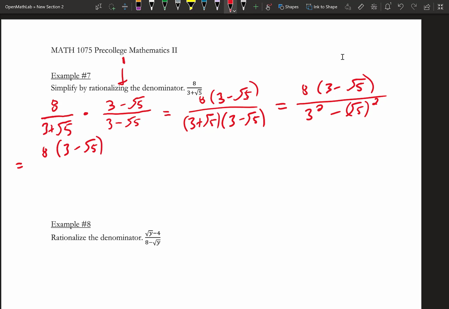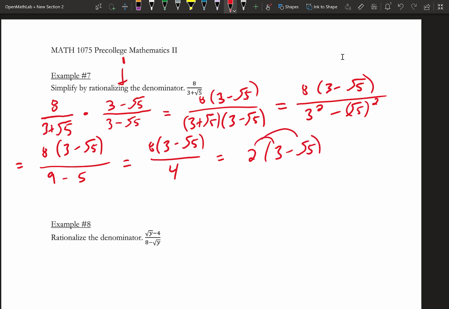And notice I'm not multiplying the 8 through quite yet, because it's possible that I might wait on that to see if this will reduce. So 3 squared is 9, and radical 5 squared is just 5, so we get minus 5. So then this gives me 8 times 3 minus radical 5 all over 4, right? So this will reduce, right? Because 8 divided by 4 is 2, so this becomes 2 times 3 minus radical 5.